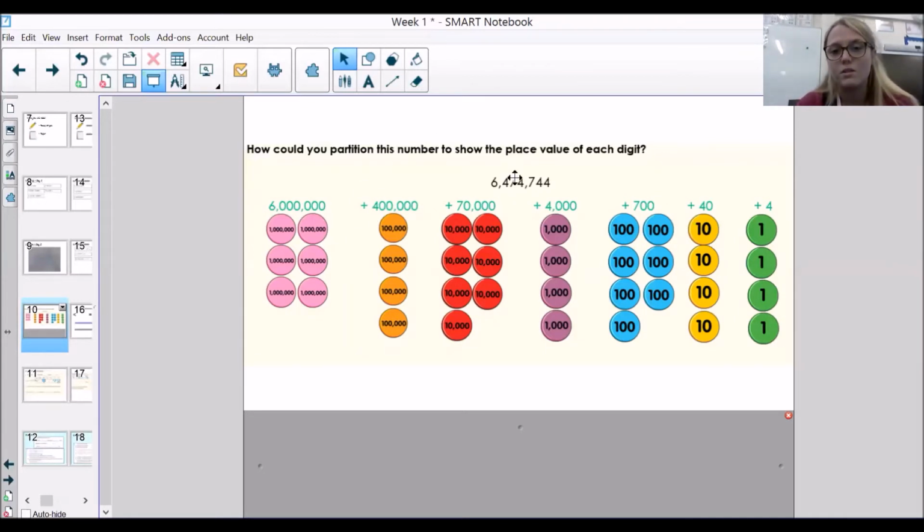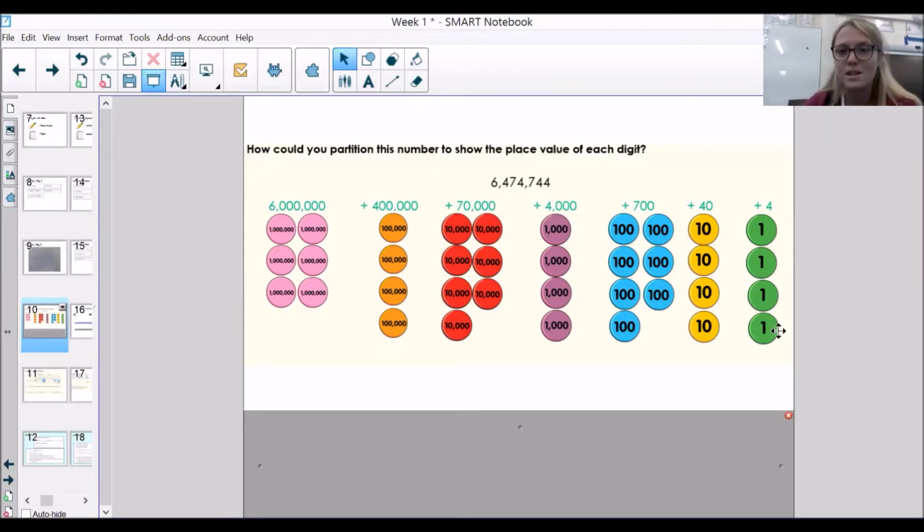Then moving on, so we've got 7 in the 10,000s, which shows you we've got 70,000. So I've got 7 lots of 10,000, so plus 70,000. Thousands digit plus 4,000. Hundreds digit plus 700. Tens digit plus 40, because we've got 4 lots of 10. Okay, and then the ones digit plus 4. Okay, because we've got 4 ones.